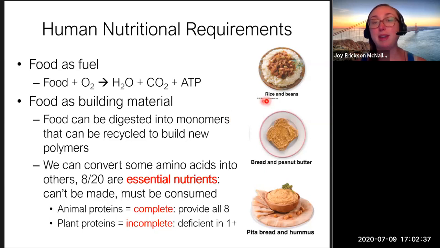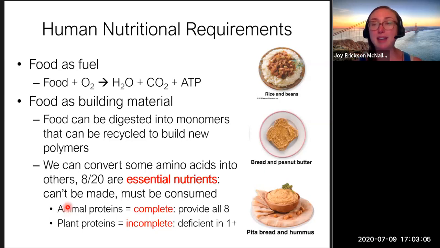So this is really common in various vegetarian diets throughout the world, right? Rice and beans. The combination of a grain, rice, and beans, a legume, gives you all 8. Bread and peanut butter, right? Bread is from a grain, wheat, right? And peanut butter is a legume. Peanuts are a legume. Pita bread and hummus. Again, pita is wheat-based, hummus is from chickpeas, another legume. So if you combine these two, you can get all 8 of those essential amino acids.